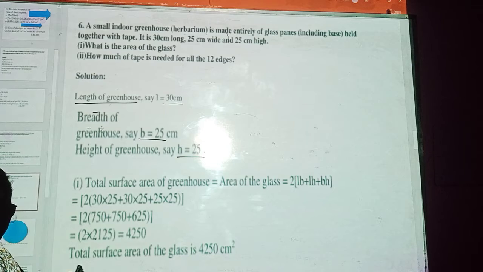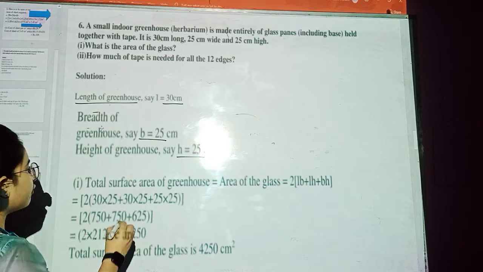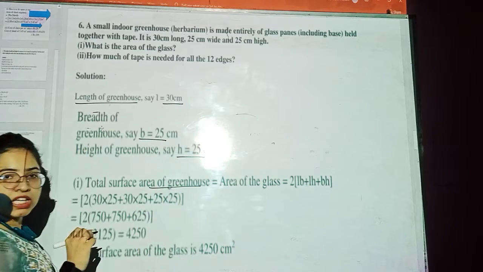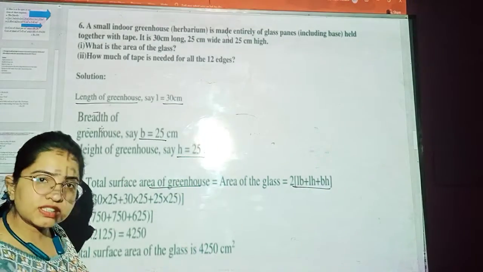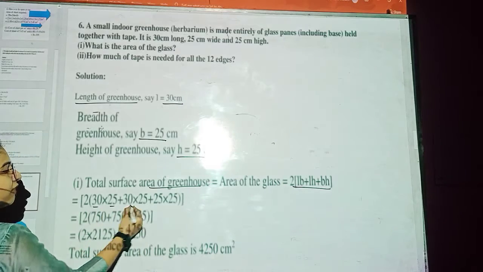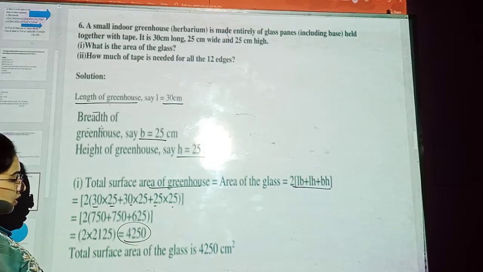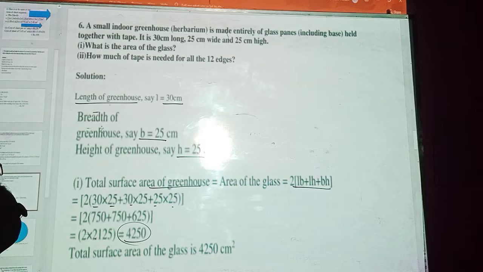So, to make the greenhouse, you have to find the area now. What would be the area of glass? It would be 2 into (LB plus BH plus HL). This is the total surface area. Just put the values and you will get the total surface area of glass panes.